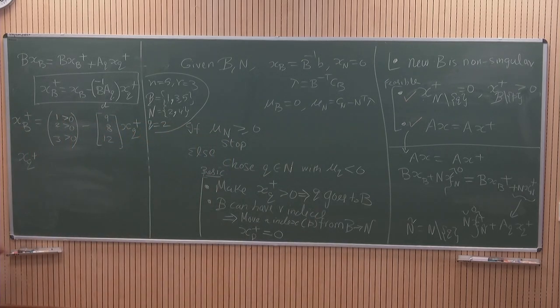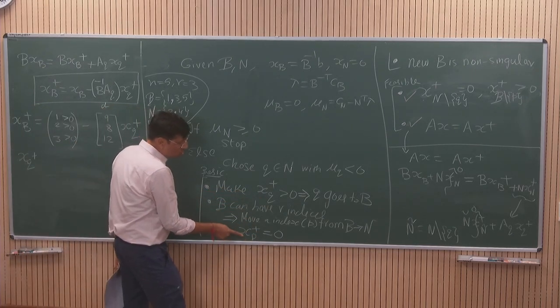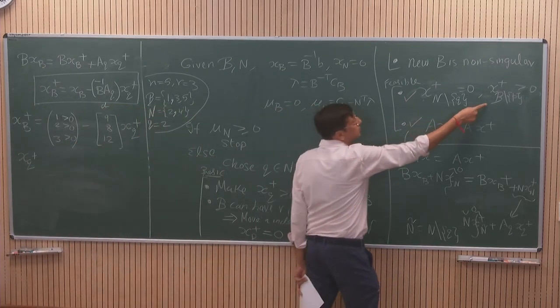So I want that one element of xb plus becomes equal to 0 and the remaining elements of xb plus are strictly greater than 0, because that's what we are trying to do. What should be this xq plus? And that xq plus has to be positive. It has to be positive. It should ensure this and it should ensure this.